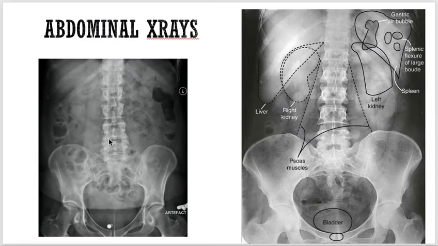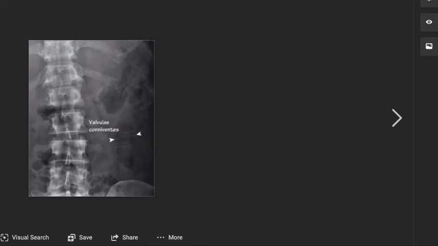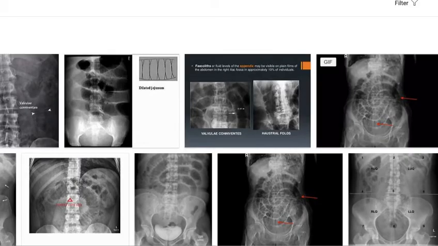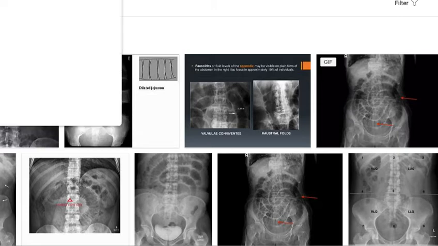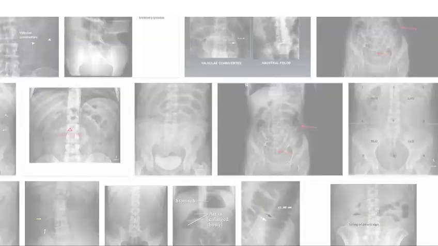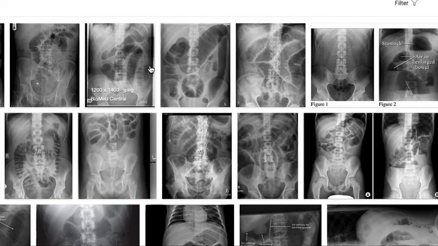Okay. So now we can see a small amount of gases throughout the GIT. But for example, if we see too much gas in the GIT, of course, it means that there is some sort of obstruction. For example, I will show you X-ray abdomen obstruction. Okay, now see, these are all the X-rays in the obstruction.